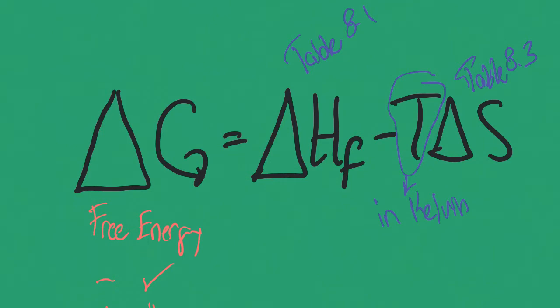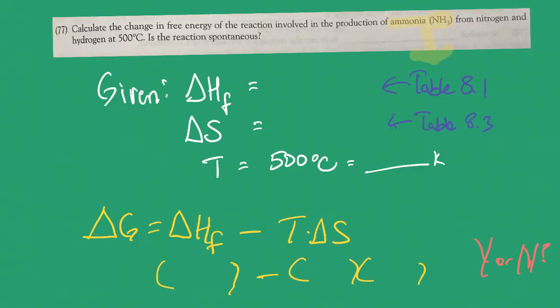Okay? So just because we put two elements together, or put two chemicals together, does not mean that they're going to react. But this formula helps us determine whether it is likely under these conditions that it will indeed happen. All right, so let's take problem 77.